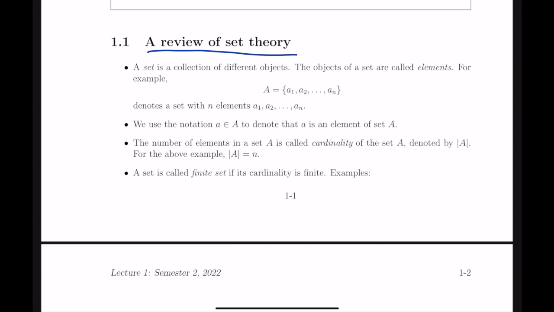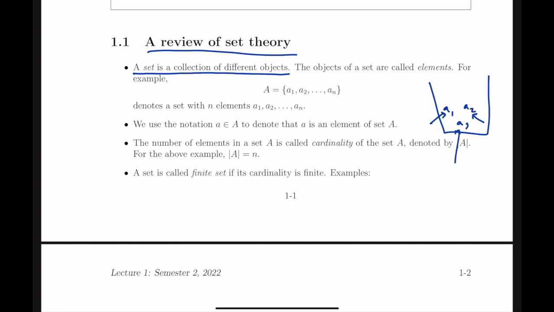Let's begin with our first subtopic, set theory. Okay, let's ask the first question. What is a set? A set is a collection of different objects. You can think of it as a basket consisting of several objects A1, A2, A3. Think of these things as a set of fruits. A1 can be an apple, A2 can be an orange, A3 can be a mango.